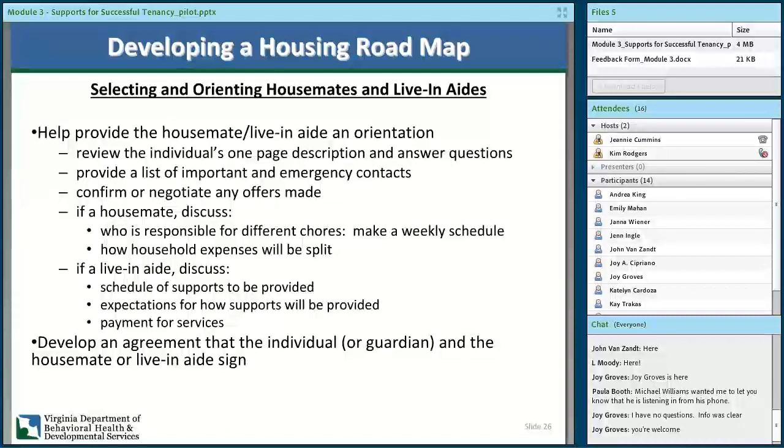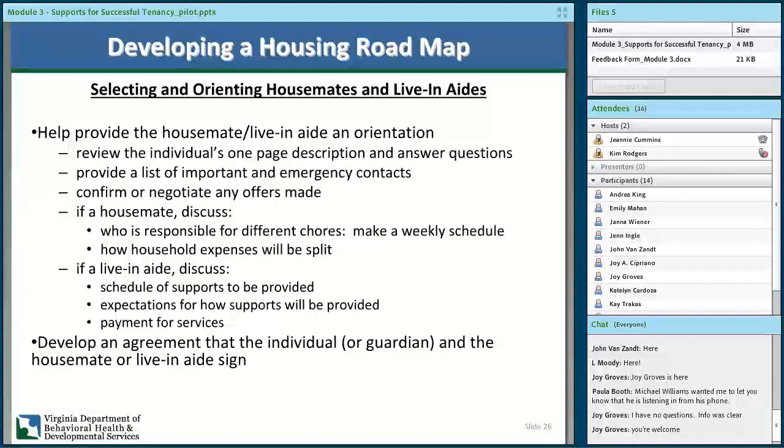If the individual has selected a housemate, be sure to discuss who is responsible for different chores. Make a weekly schedule of chores to document who will do what tasks, such as cleaning the bathroom and kitchen, vacuuming, dusting, putting dishes away, purchasing household supplies, etc. A link to a sample chore chart is available in the FAQ for Module 3. Also discuss with the housemate how household expenses will be split, such as rent, utilities, household supplies, internet cable, etc.